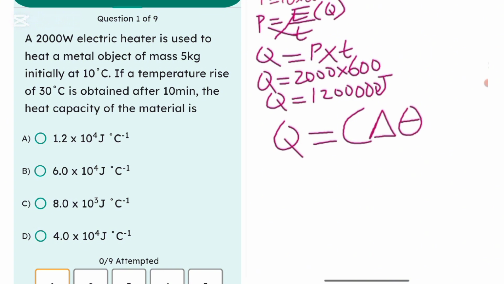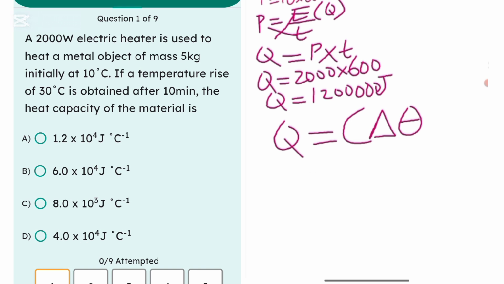Now, this mass is irrelevant. It was just given to confuse you. Had it been that they were asking for specific heat capacity, it would have been quantity of heat is equal to mass times specific heat capacity times change in temperature. But instead, what they are asking for is the heat capacity. So we use this formula.